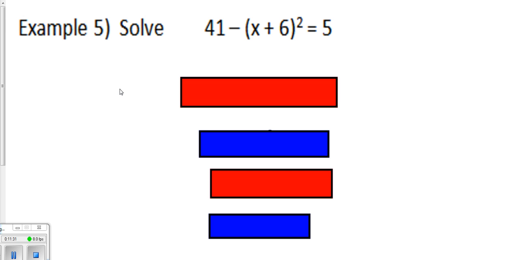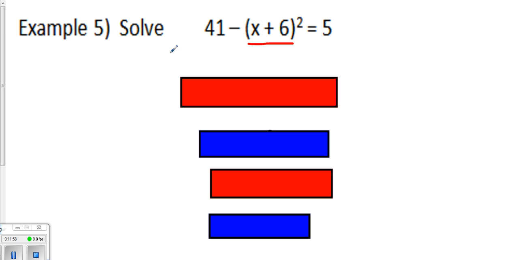All right, in a similar way, we're going to solve this equation. 41 minus x plus 6 quantity, this whole thing, squared. We're treating this binomial, because it's this thing to a power of 2, as its own number. Think of it as a y or an x, its own little variable. So you can almost think of it as 41 minus y squared equals 5.